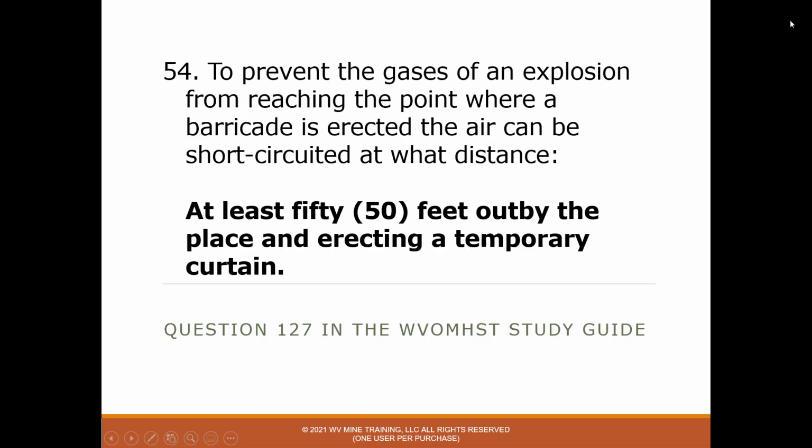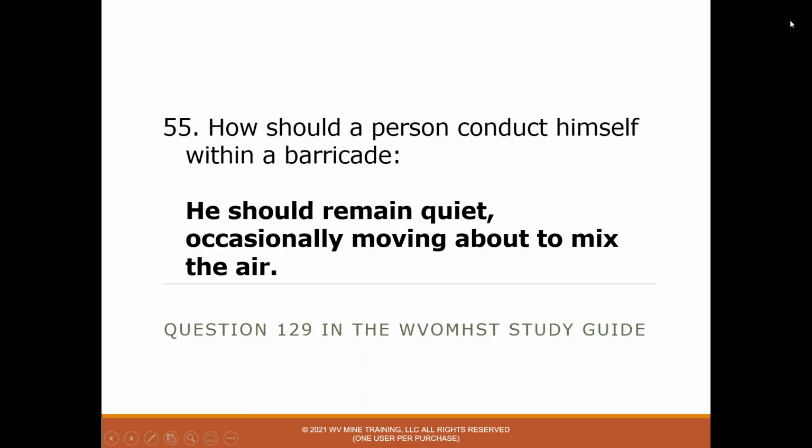54, to prevent the gases of explosions from reaching the point where a barricade is erected, the air can be short-circuited at what distance? And the answer is at least 50 feet out by the place and erecting a temporary curtain. So if we had to build a barricade, and it's highly unlikely, but we'd build a barricade now because we have our rescue chambers. But if we were trying to make a safe place to be, to not get into harmful air, we could hang curtains or whatever to protect ourselves. But what we could do is go at least 50 feet out by and try to divert that air from us.